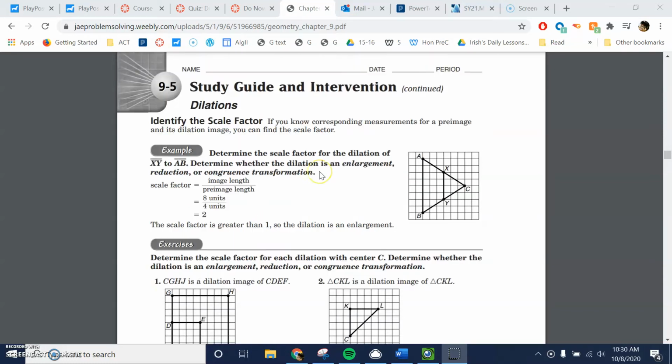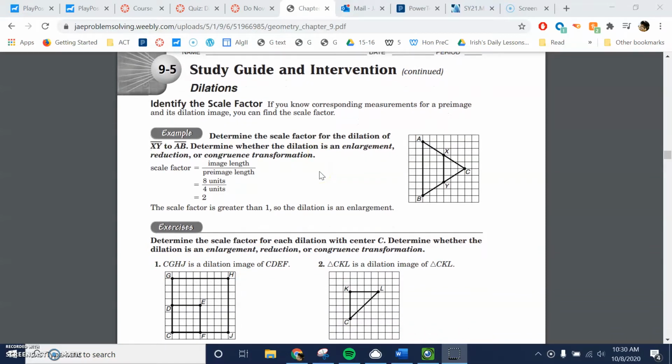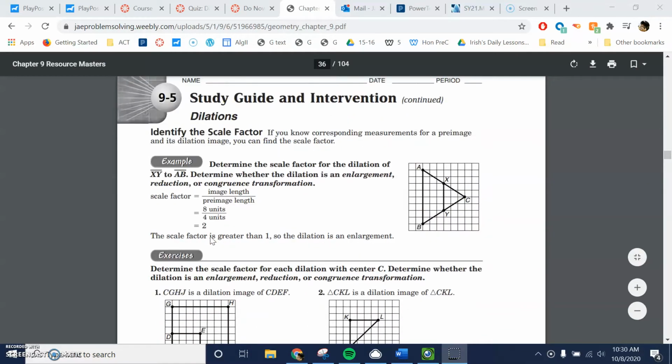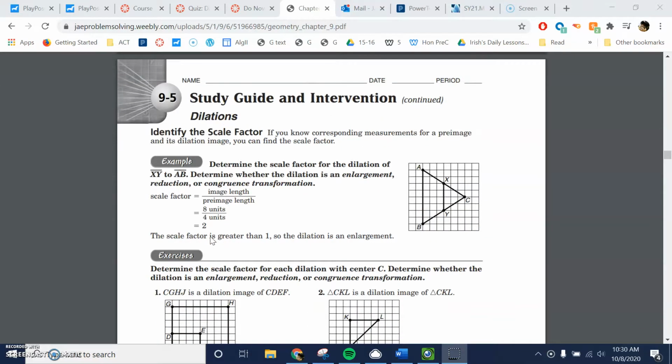All right, so we're doing dilations, but instead of dilating an image, we're either enlarging it or reducing it, either stretching or shrinking it. We are now going to see what the scale factor was to begin with. So now we're given the image and the pre-image in all of these, and we're going to figure out what happened. Did it enlarge, did it shrink, and by how much? Well, this is what we do.